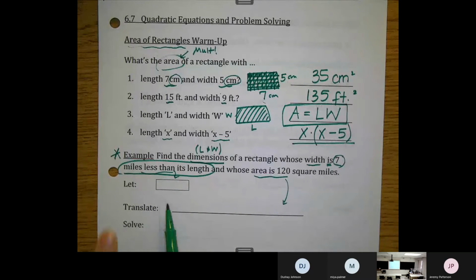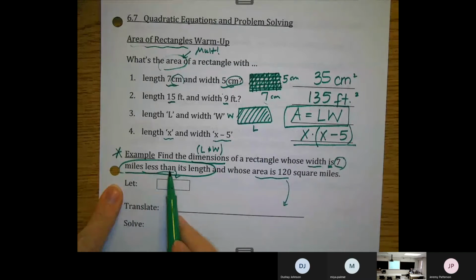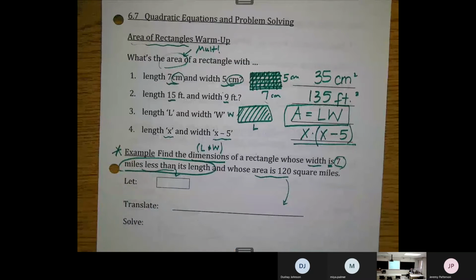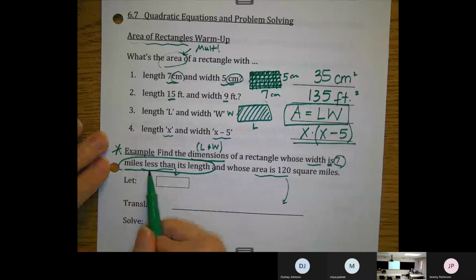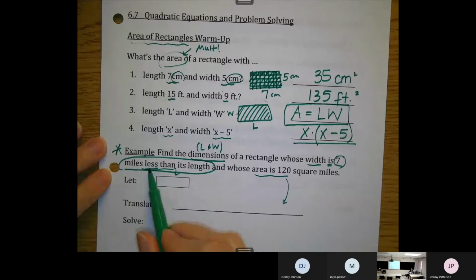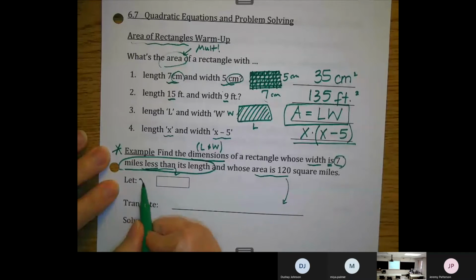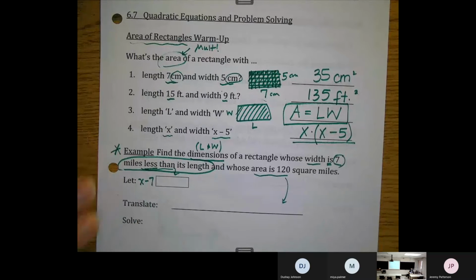How would you guys translate 7 miles less than its length? We can kind of leave the unit out of it. We just want to show 7 less than the length. Subtract for less. That sounds good. Less than its length means we want to put the length first, and then the minus 7 after. So maybe just reverse it, x minus 7.